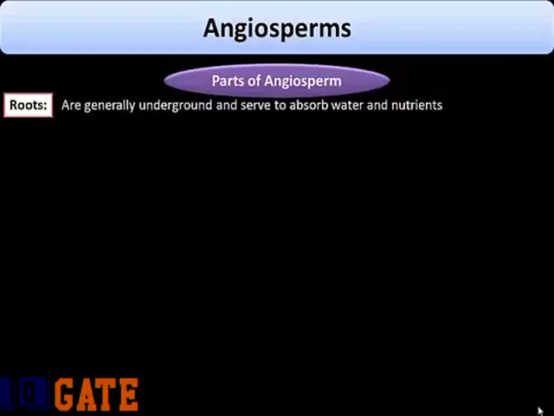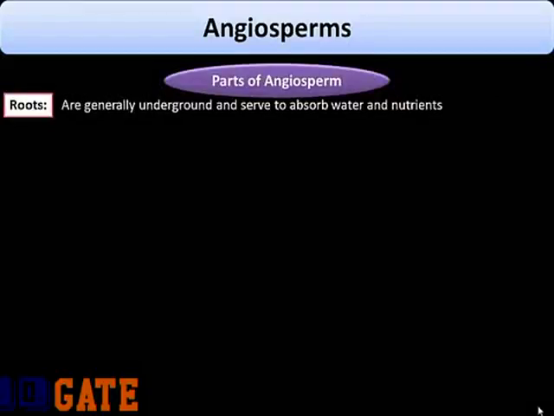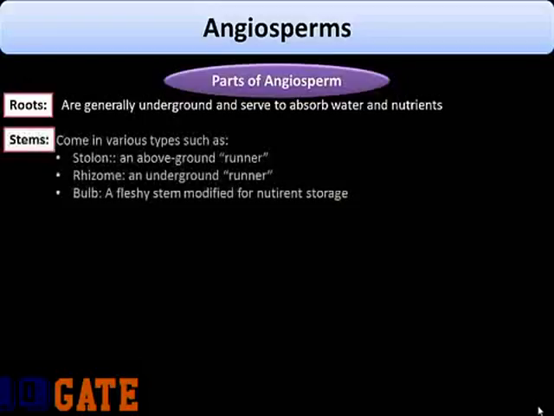Now coming to different parts of the angiosperms. First, the roots. Roots are generally underground and serve to absorb water and nutrients. The stems come in various types such as stolon, which is an above ground runner, rhizome, which is an underground runner, and bulb, which is a fleshy stem modified for nutrient storage.